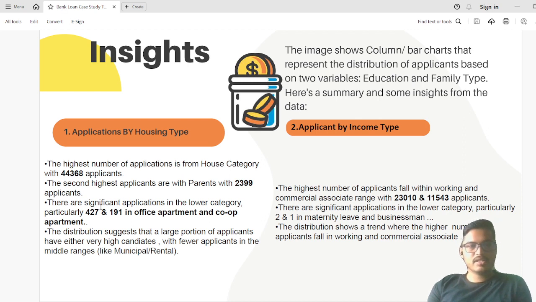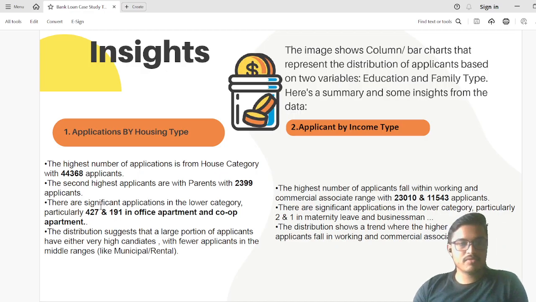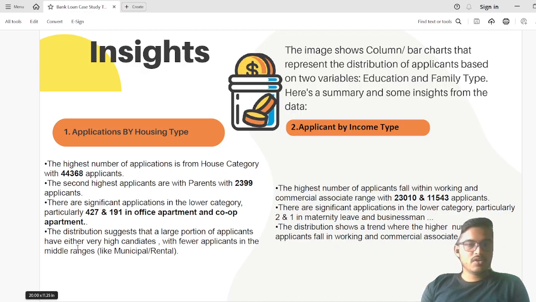There are significant applicants in the lower categories, like 427 and 191 in the office apartment and the co-op apartment. The distribution suggests that a large proportion of candidates have either a very high number, with fewer applicants in the middle range, like municipal or rented apartments.